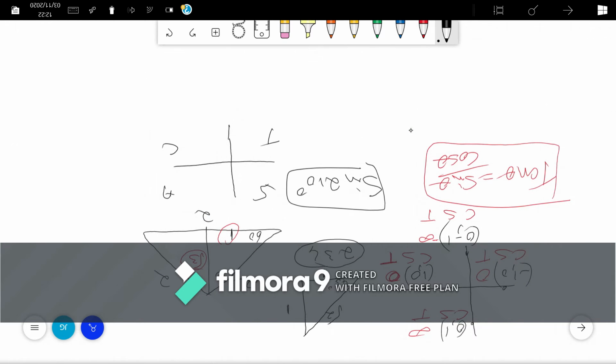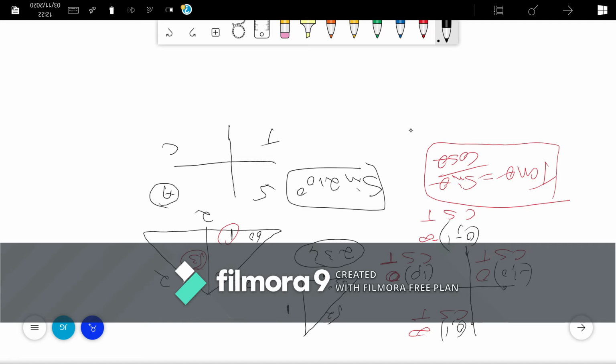Right, CAST. Who remembers what that means? They're all positive in this area here. The sine of any angle between 0 and 90 is positive. The cos of any angle between 0 and 90 is positive. And the tan of any angle between 0 and 90 is positive.